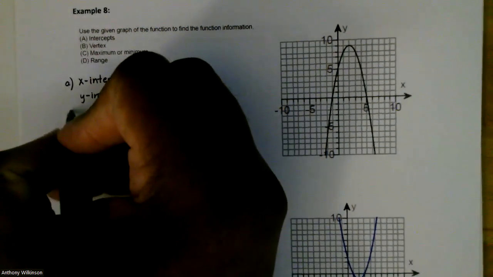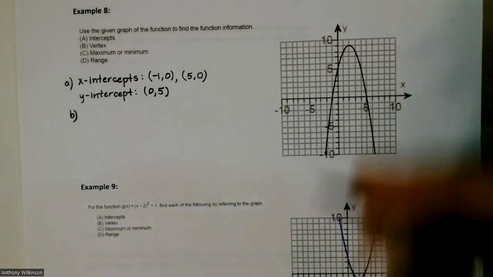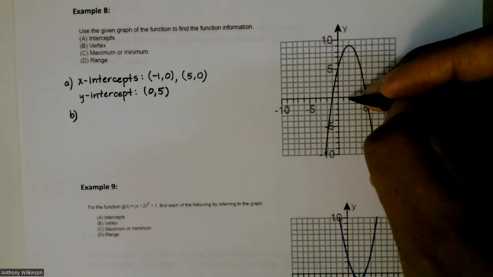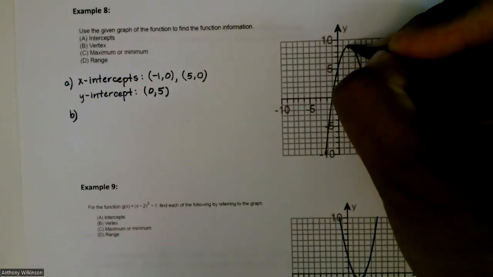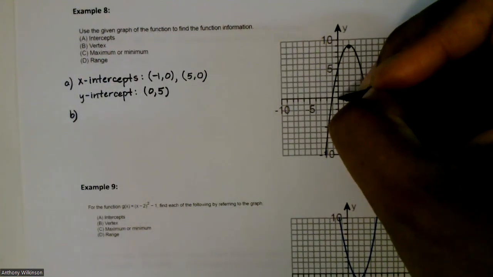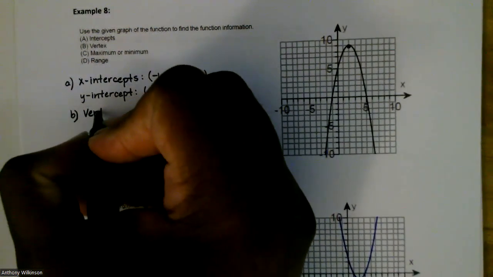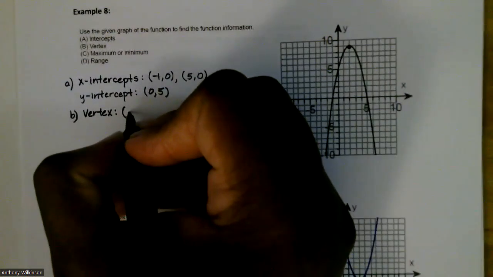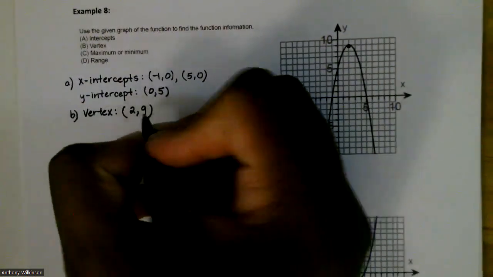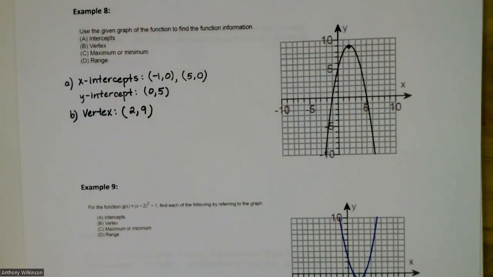Part B, the vertex. Now, in this case, it is going to be an ordered pair. The vertex, if you look at it, is in this case the highest point that it would ever reach. So here's the highest point way up here. So it's going to have to be the ordered pair: to the right 2, and up 9. So the vertex is the ordered pair (2, 9). And a vertex is an ordered pair, so you have to write that as an ordered pair.